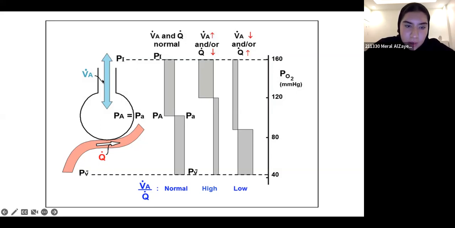So if I take in here 5, and the perfusion, the cardiac output, is also 5. So 5 divided by 5. Ventilation divided by perfusion, 5 divided by 5, is 1. Okay.